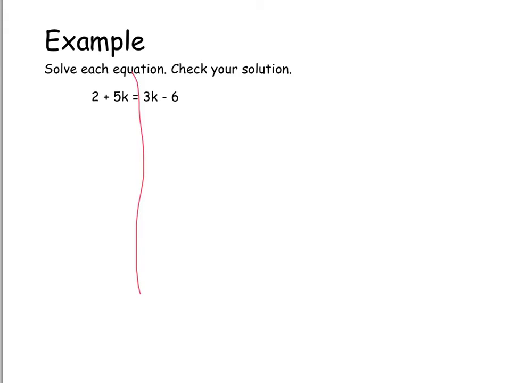Then I want you to cover up the left side, and now we have 3k minus 6. At this point, if I could simplify that, I would, but since it's already in simplest form, I'm going to go on to step 2. And step 2 is to move your variables to one side. So I'm going to keep things positive, and I'm going to make this 3k move to the other side. Minus 3k from this side and minus 3k on this side. So that eliminates that 3k and 3k. And now I have, on the left, 2 plus 5k minus 3k is 2k equals negative 6.